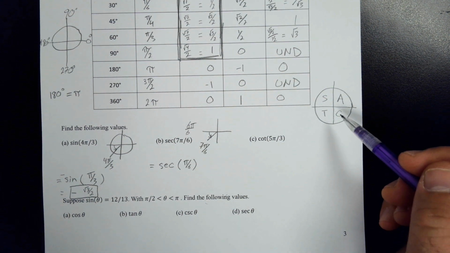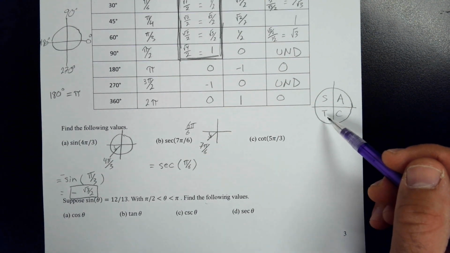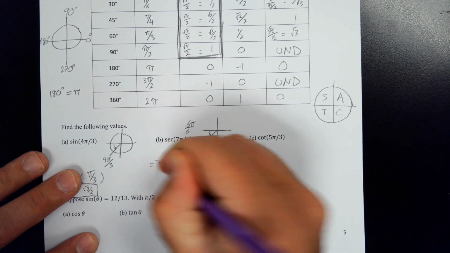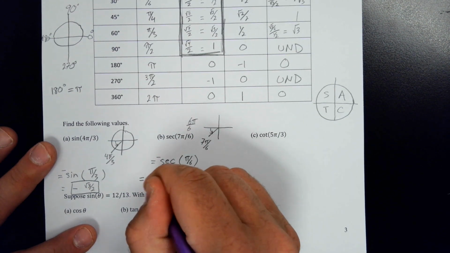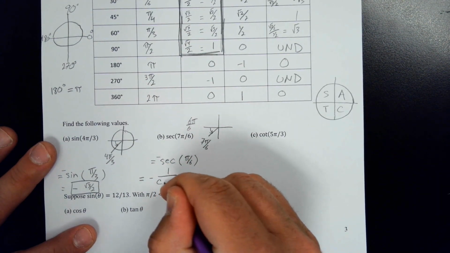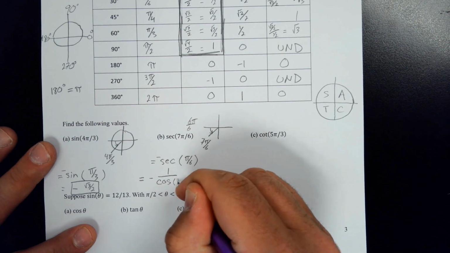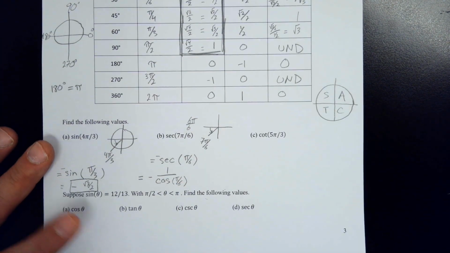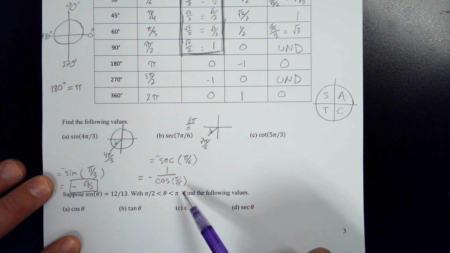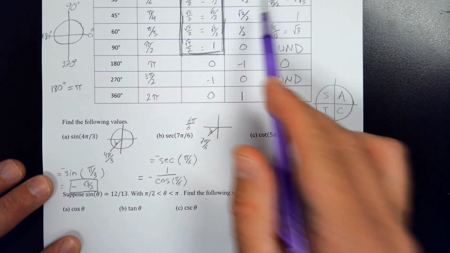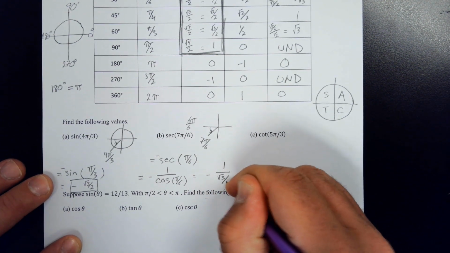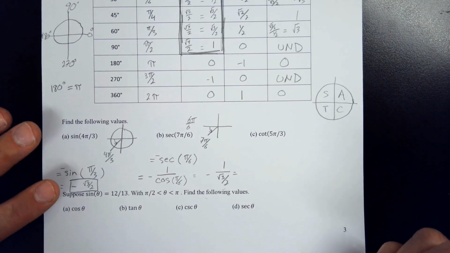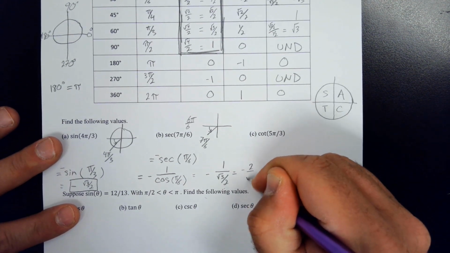In the third quadrant, is secant positive or negative? Well, it's got to be negative, because only tangent and cotangent are positive in the third quadrant, where this one is. So I'll put a negative there. Now, I have to know that secant theta is 1 over cosine theta. So this is 1 over cosine of pi over 6. And I know what cosine of pi over 6 is. Cosine of pi over 6 is right here, square root of 3 over 2. So this is negative 1 over the square root of 3 over 2. Or if you want to turn that into a nicer fraction, it'd be negative 2 over the square root of 3.